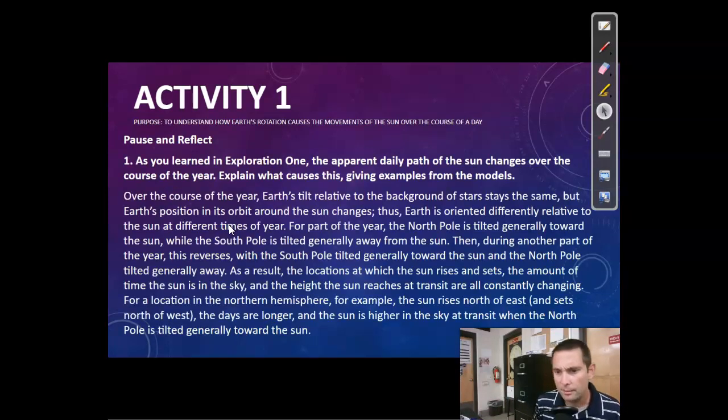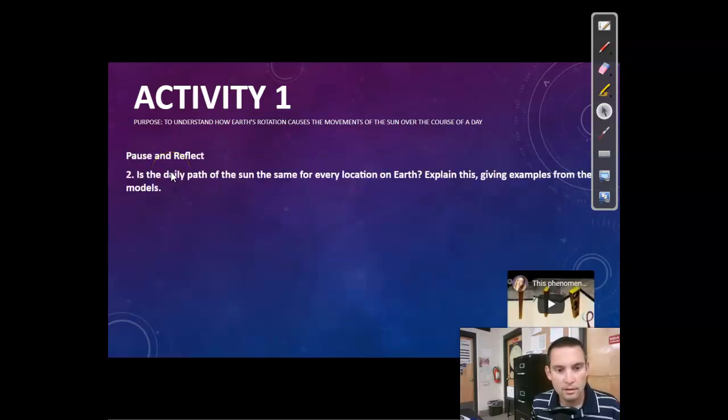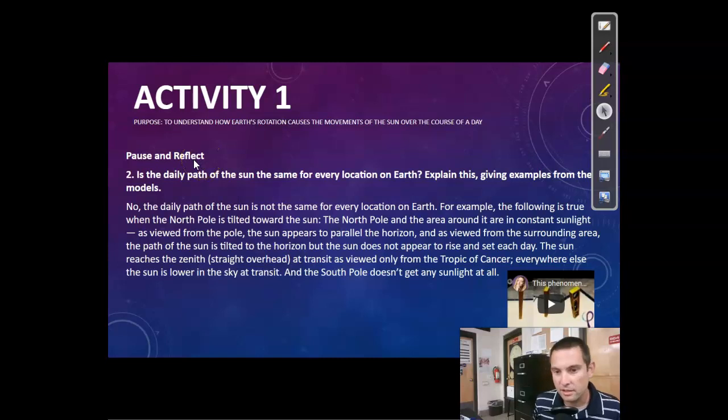Here are some pause and reflect questions. The apparent daily path of the sun changes over the course of the year. Explain what causes this, giving examples from the models. You can pause this and read that to make sure that you have that down completely. Number 2, is the daily path of the sun the same for every location on Earth? It's definitely not. Giving examples from the models.